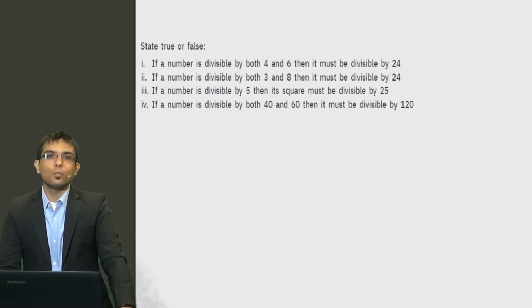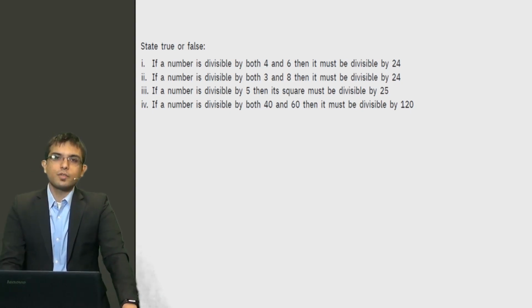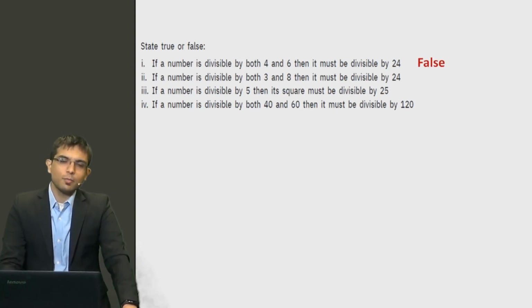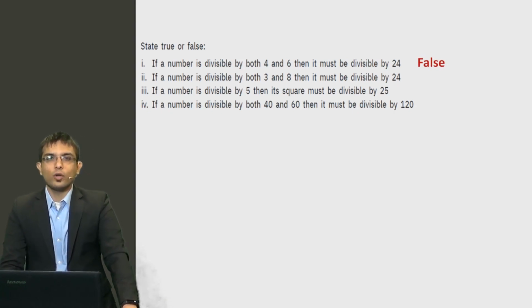Next question, you must be able to answer this question. Take a 1 minute pause, try to answer the questions and check whether you are correct or wrong. If a number is divisible by both 4 and 6, it must be divisible by 24. This statement is false because 4 and 6 are not co-prime numbers. If a number is divisible by 4 and 6, you can say it must be divisible by 12 because 4 and 6 का LCM होता है 12 and not 24.